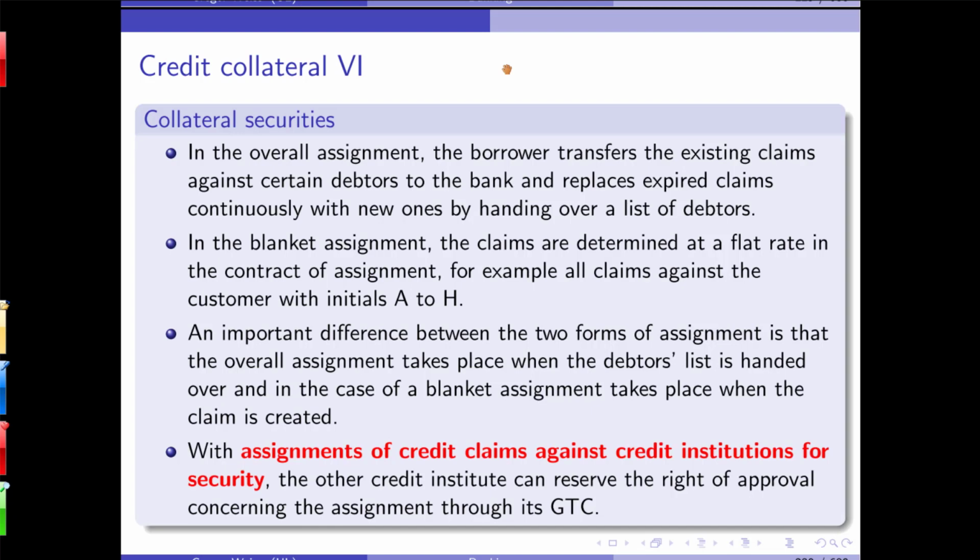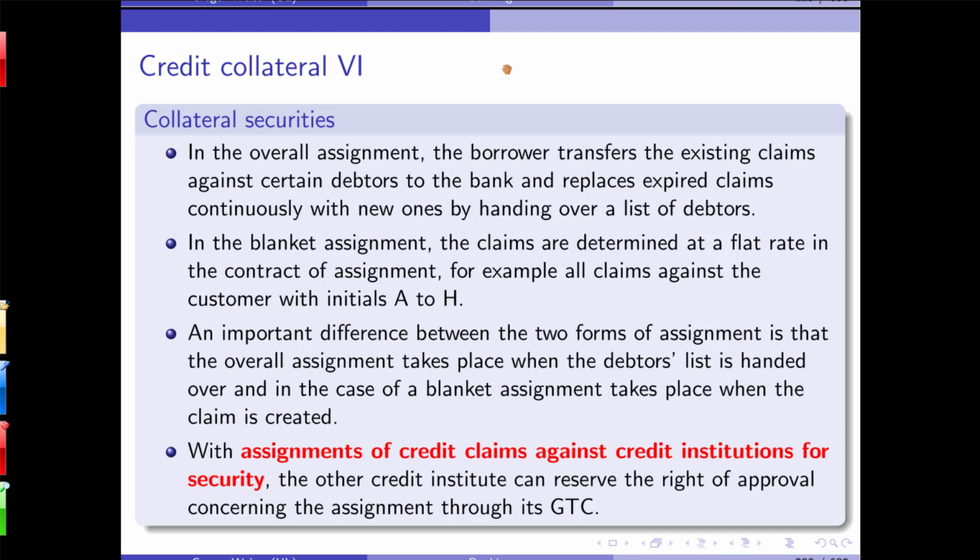The difference here is that you give a list to the party you want to transfer your claims onto, and the second type is where you have a blanket assignment, where you sign over all those claims against persons, for example, or companies starting from A to H, A to maybe K, and as soon as you have a claim, it is already transferred to the third party. That's the difference.